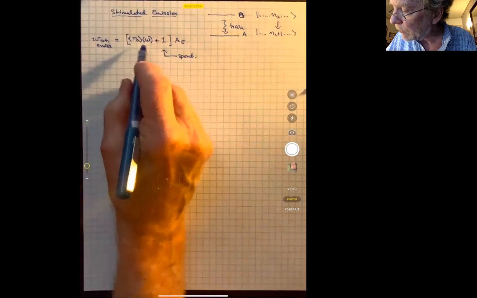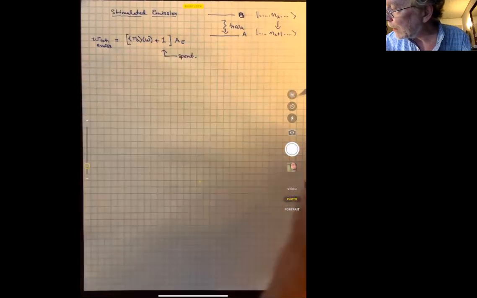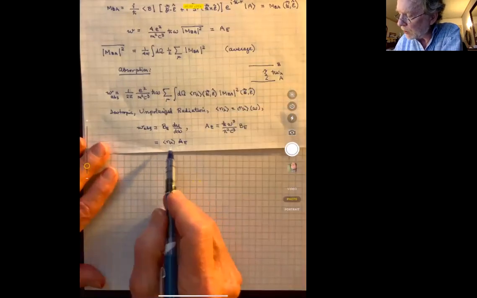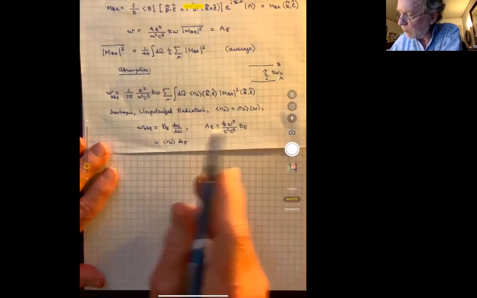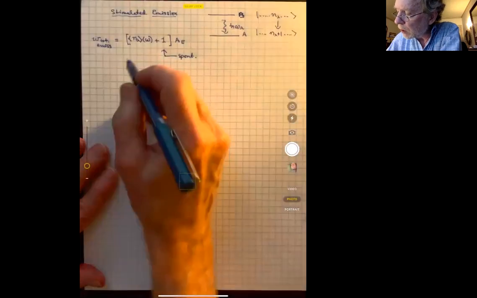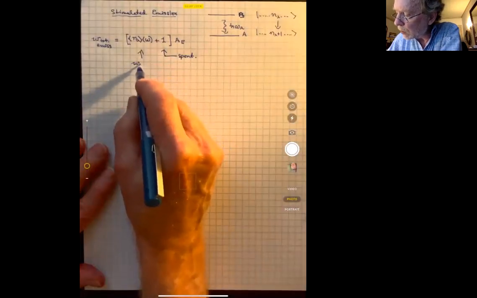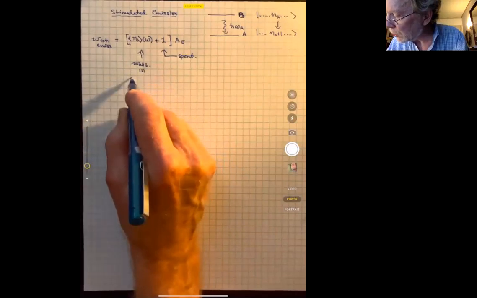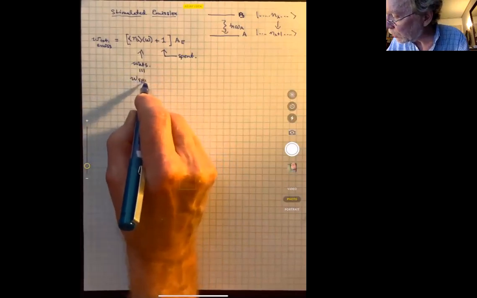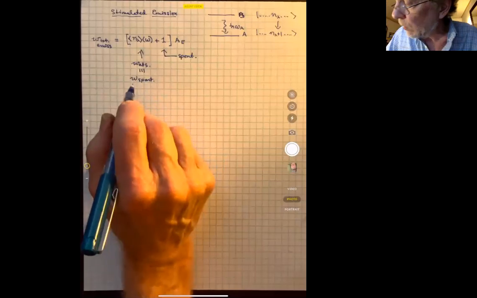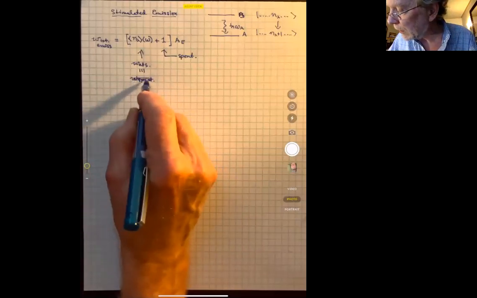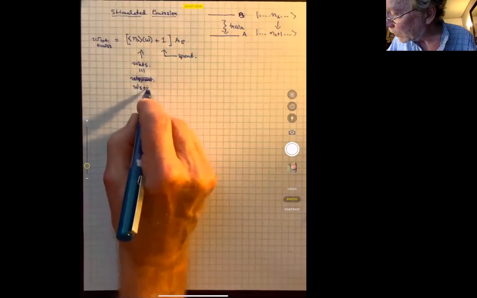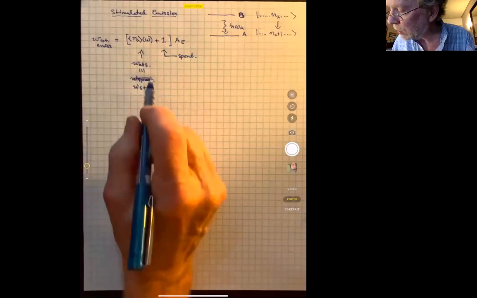On the other hand, the average of n lambda of omega times A sub E, I didn't belabor this, but this is something we derived in the last lecture. That's equal to the rate of absorption. So this term here is the rate of absorption, W absorption. Well, by definition, we say that this is also the rate of what we call, it's not spontaneous emission, it's stimulated emission. Let me get it right. This term is called the rate of stimulated emission.